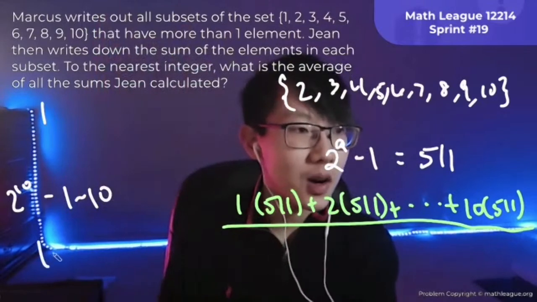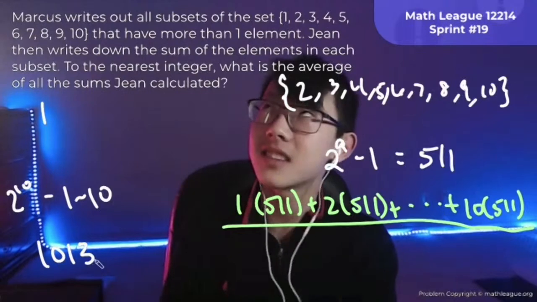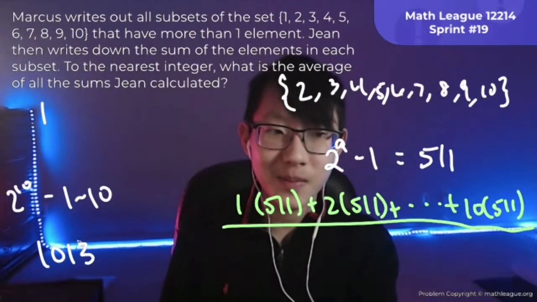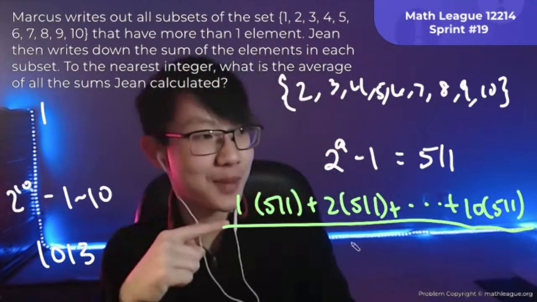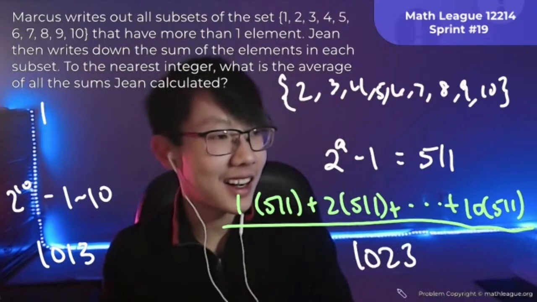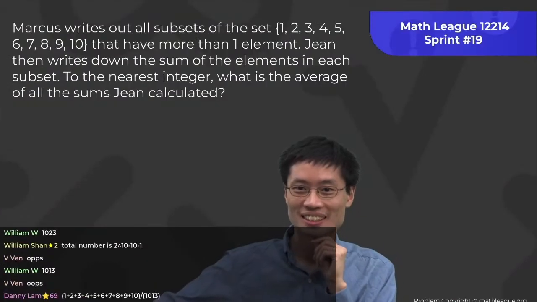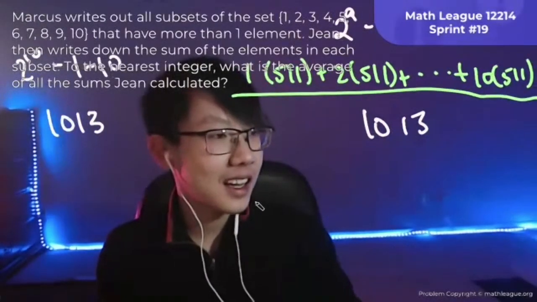So this gives me 1000, wait, 1012? No, 1013. Yes? Yeah, okay. So it's 1013 subsets, which means the answer is going to be this huge sum over 1013. Yeah, sorry, I forgot to calculate it. Thank you. So how would I sum this?